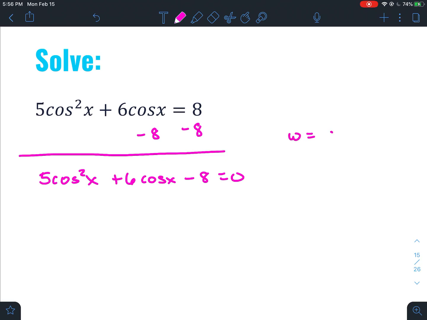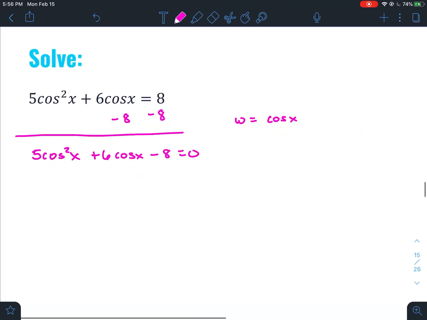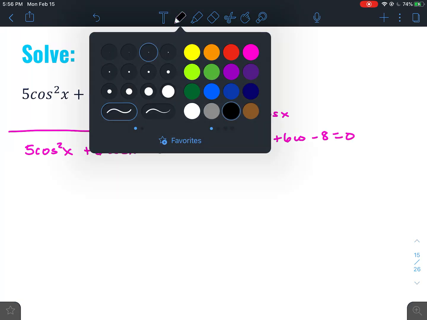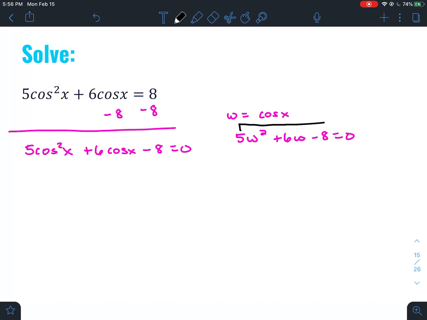And I'm going to let w equal cosine x so I can factor this more like a quadratic. So if I replaced cosine x's with w, I would get 5w squared plus 6w minus 8 equals 0. And then I can factor this. So I need two numbers. When I multiply them, I get negative 40. And when I add them, I get 6.